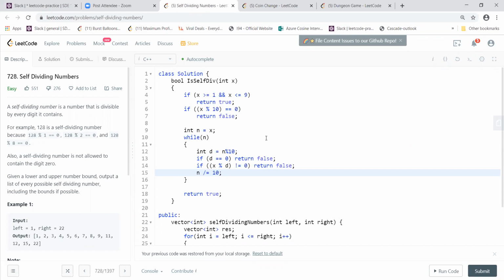Can we say that since the integer has a max limit or min limit, we can still say it is bounded by O of n?